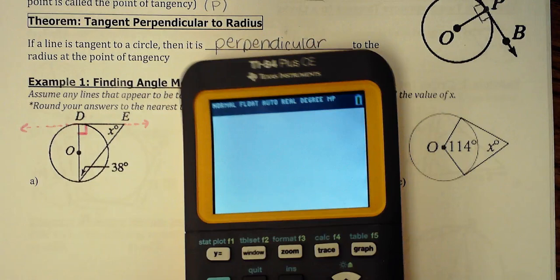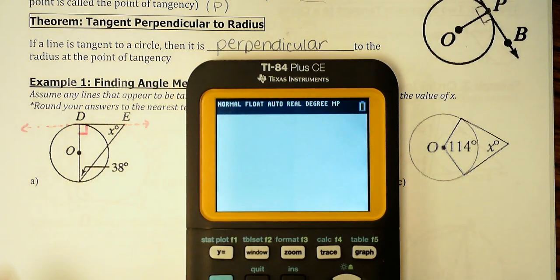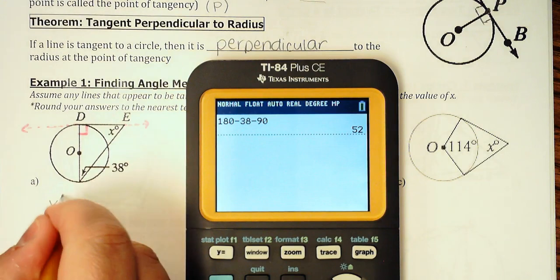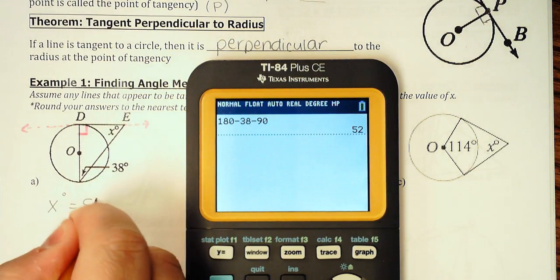So I'm just going to grab my calculator real quick. One of the angles in that triangle is 38. The other one, because that's a tangent, is 90, so we just subtract those both from 180. So X in this diagram is just going to be 52.